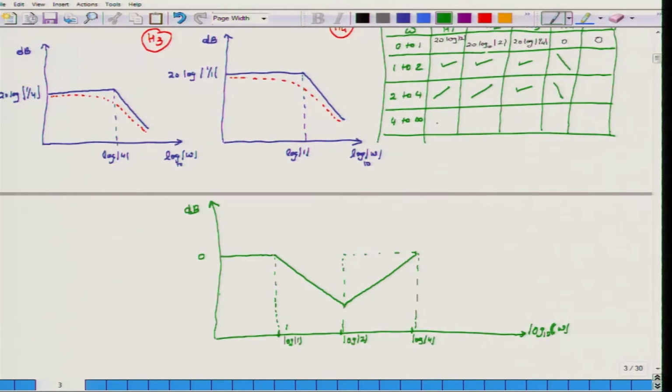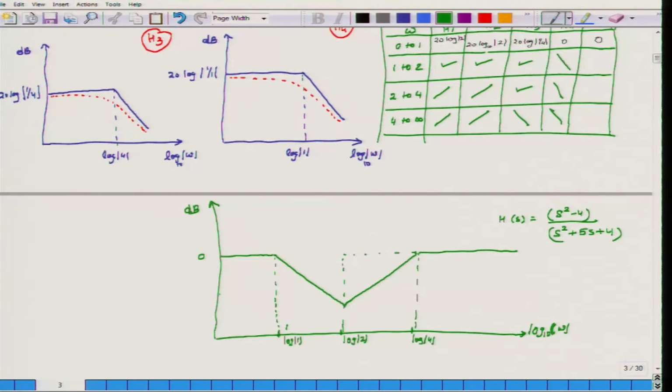And then from 4 to infinity, the slopes are positive 20 decibels per decade for H1, positive 20 decibels per decade for H2, and negative 20 decibels per decade for H3 and H4. So, the overall slope becomes 0. So, that is my overall transfer function. This is the Bode plot for H, that is the overall Bode magnitude plot.